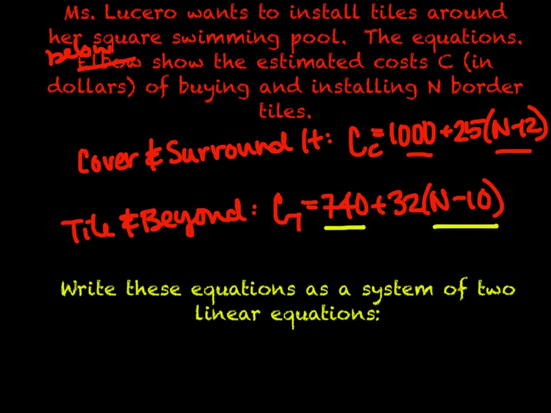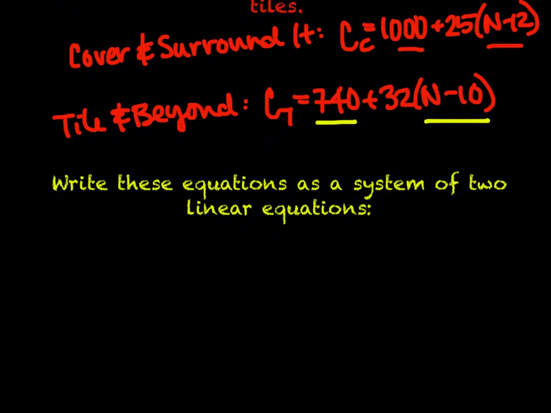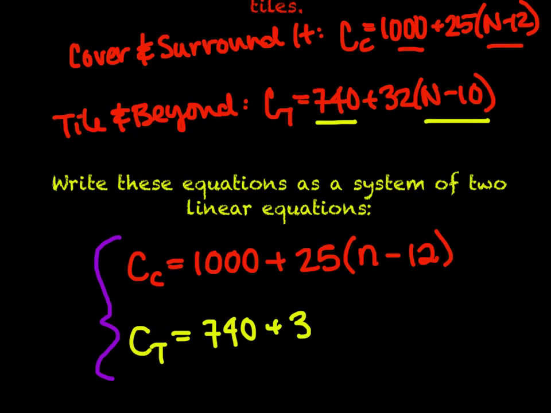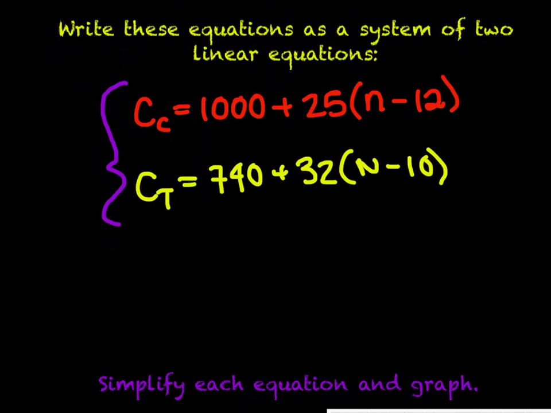First of all, we need to write these two equations as a system of two linear equations. They already are linear equations, so all we need to do to write them as a system of equations is make this bracket and say C sub C is equal to 1,000 plus 25 times n minus 12. And the other equation, C sub T, is equal to 740 plus 32 times n minus 10. So we're just looking at those two equations and making a system of equations out of it.